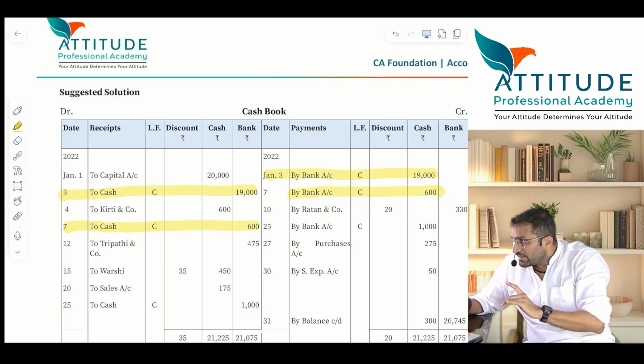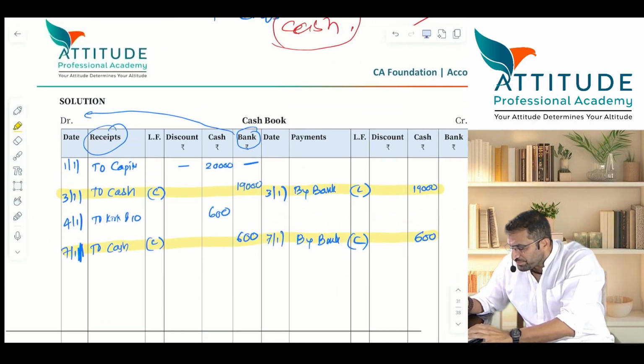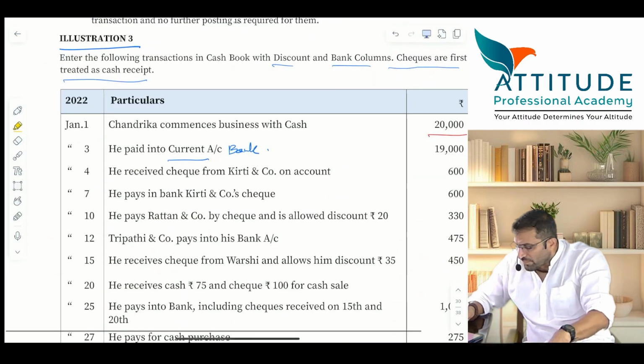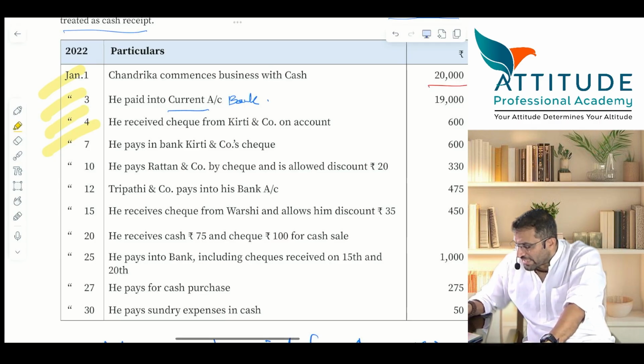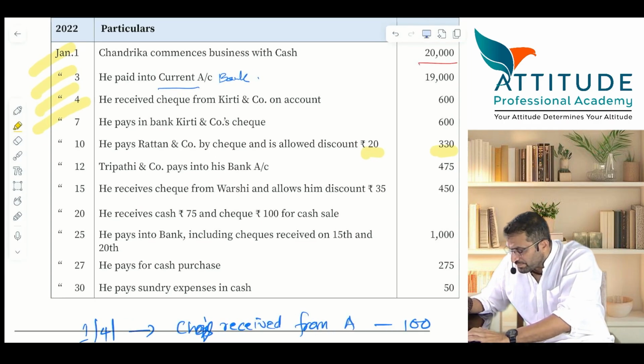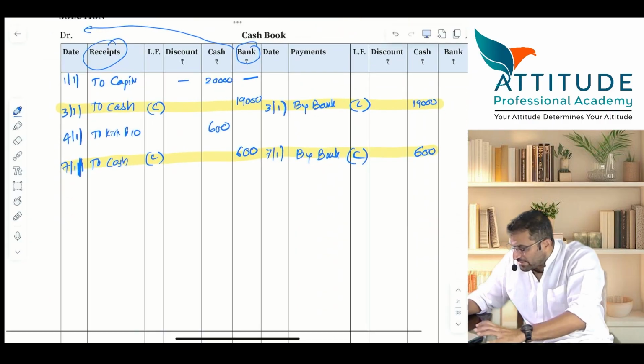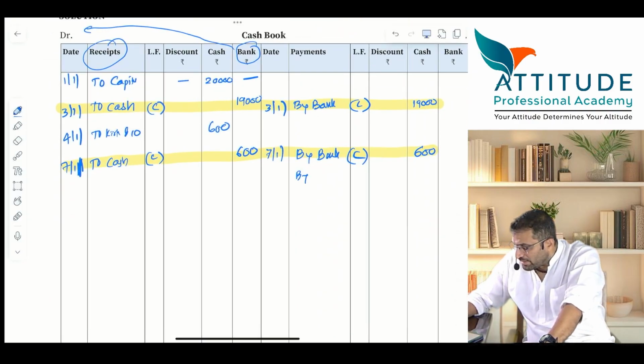Shall we proceed? Okay, आ जाओ. Next. Tell me. ये हो गया, ये हो गया, ये हो गया, ये हो गया. Correct? Then he pays Ratan and Co by check and allowed a discount of how much? 20. He has paid 330. Okay? It's a payment, na? Tell me. Payment side. By Ratan and Co. Payment entry directly in bank. It is paid by check, no? कितना है? Discount is 20. So this is discount received. And here it is 330.